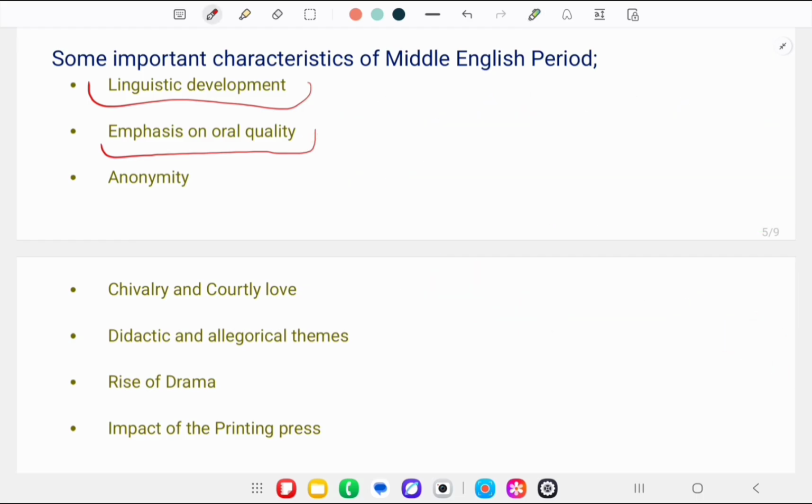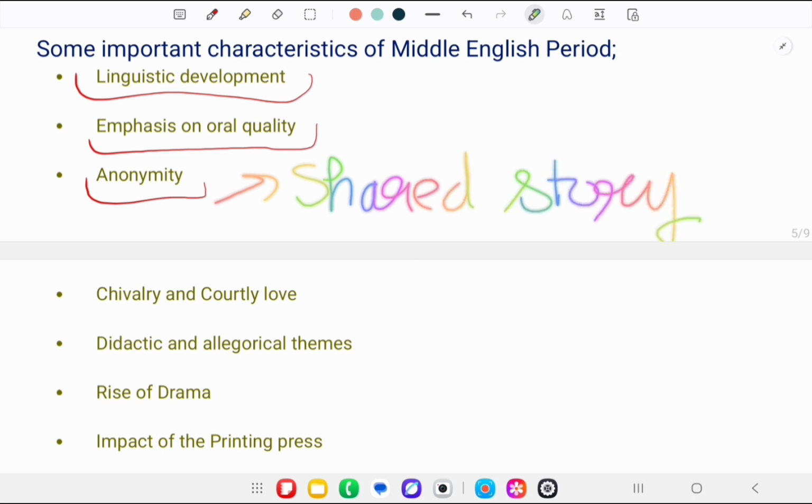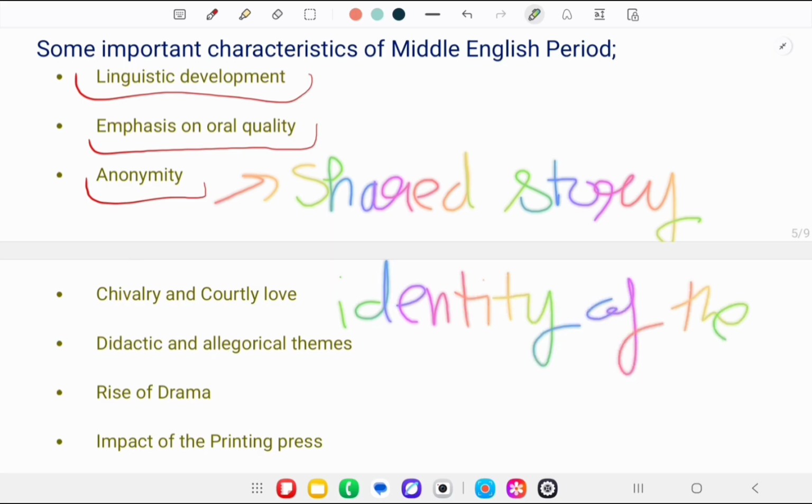After that, anonymity. Many early works were circulated anonymously, and the focus was on the shared story and its moral rather than the identity of the author.